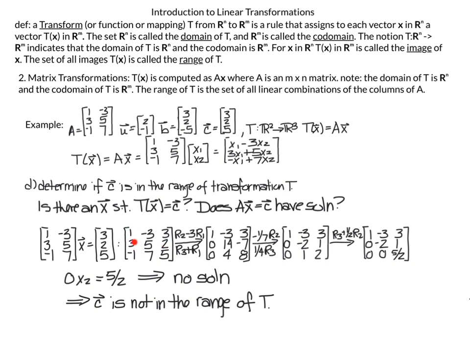So you come up with your augmented matrix, you row reduce, and you find at the very end that 0 times x2 will have to equal 5/2. But there's no x2 that can make this equation true, not even 0. Nothing will make it true. So there's absolutely no solution, and therefore the vector c is not in the range of T.